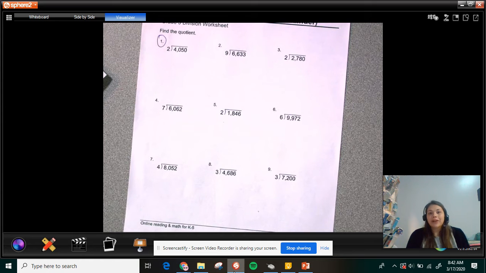And today we are going to be starting a week of division. So, our first day is going to be dividing whole numbers.